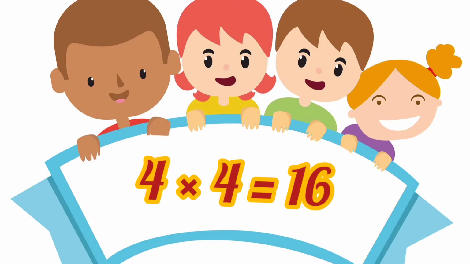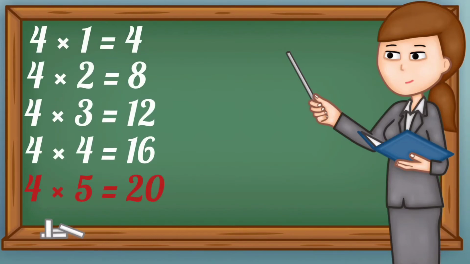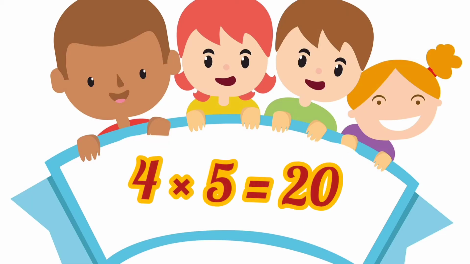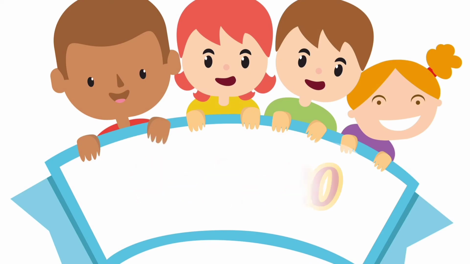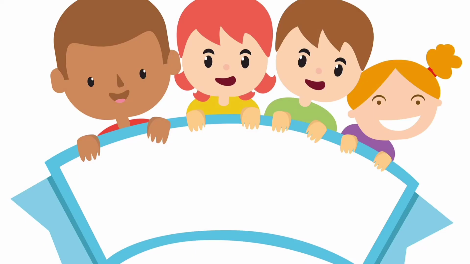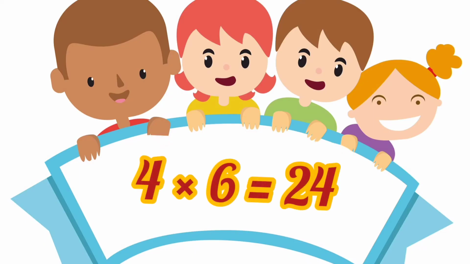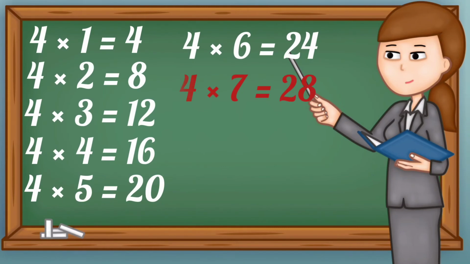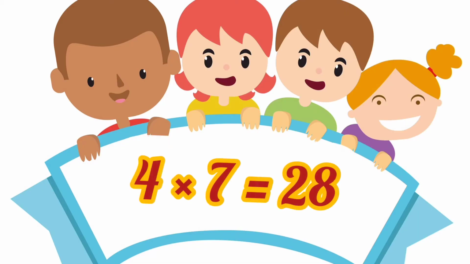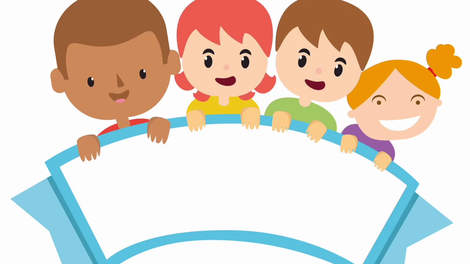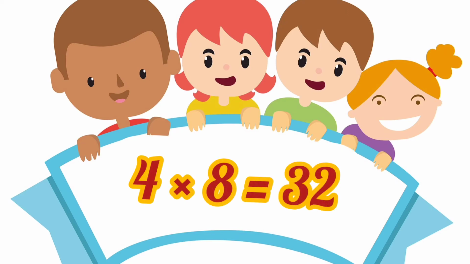4 4s are 16. 4 fives are 20. 4 5s are 20. 4 sixes are 24. 4 6s are 24. 4 sevens are 28. 4 7s are 28. 4 eights are 32. 4 8s are 32.